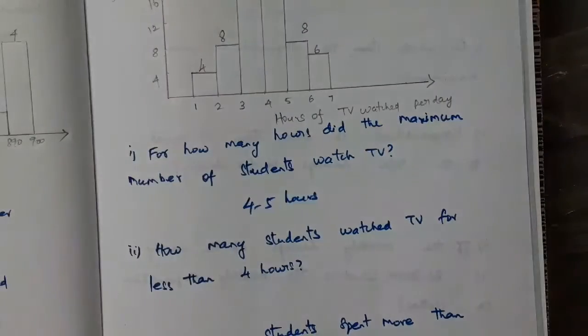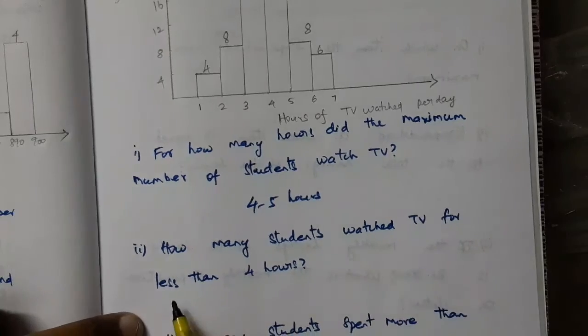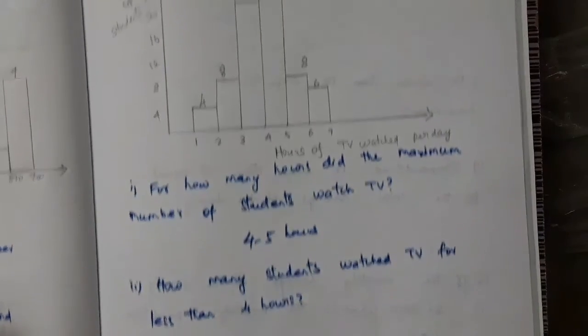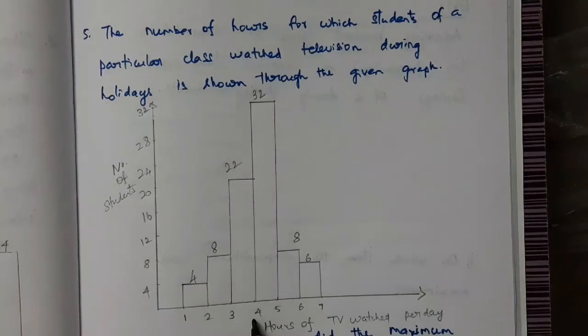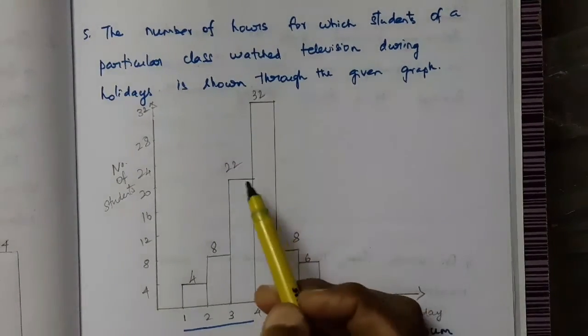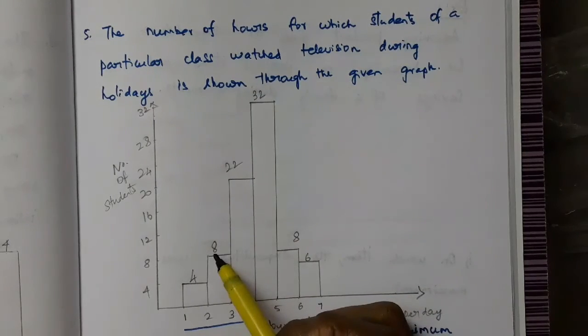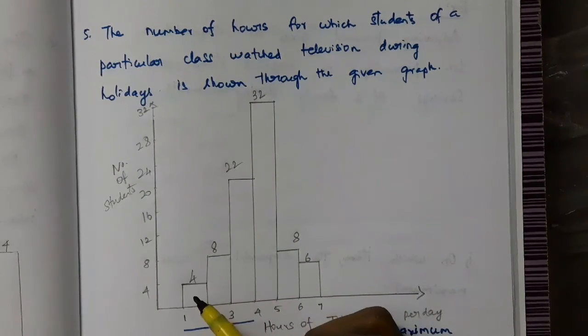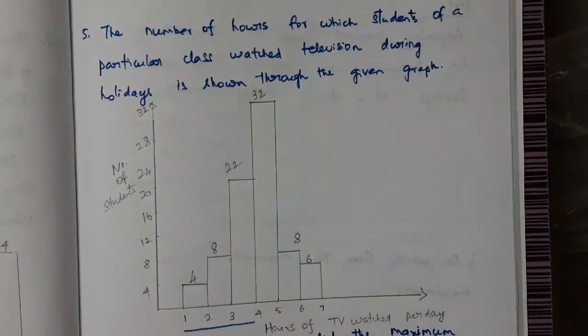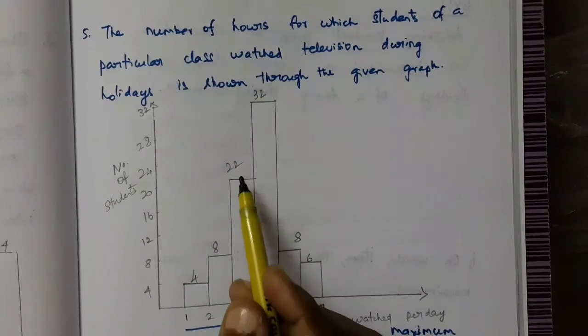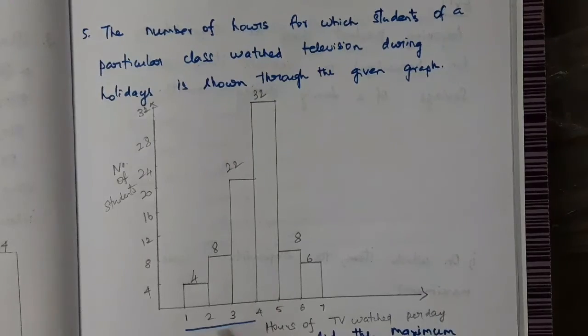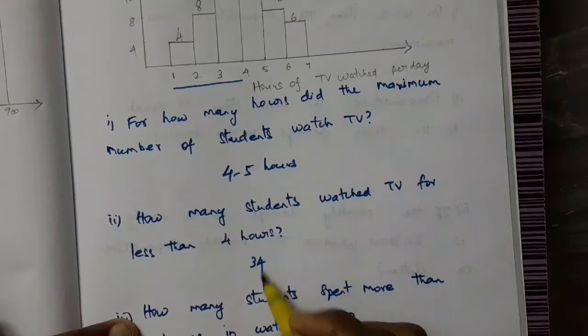The next is how many students watched TV for less than 4 hours. So less than 4 hours is, here it is. Here it is 4 hours. You have to count all these. Here it is 22 plus 8 plus 4, which gives 34. So we have to say how many students watched TV for less than 4 hours. Go here, here it is 4 hours. You have to count the number of students to the left of this 4 hours. So 22 plus 8 plus 4 gives 34.